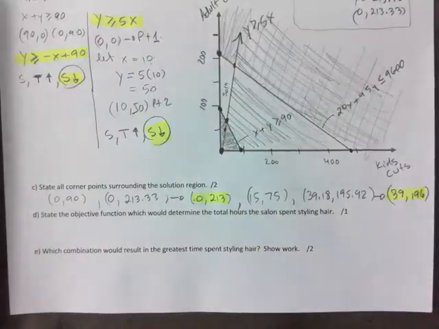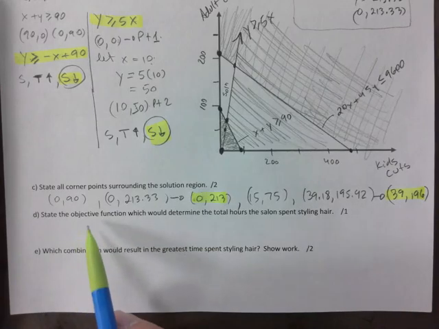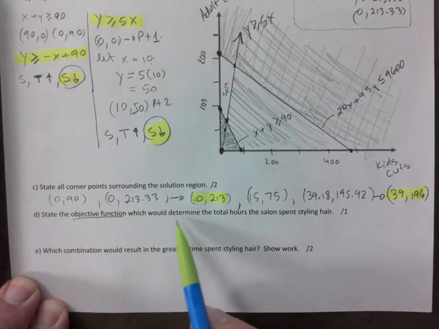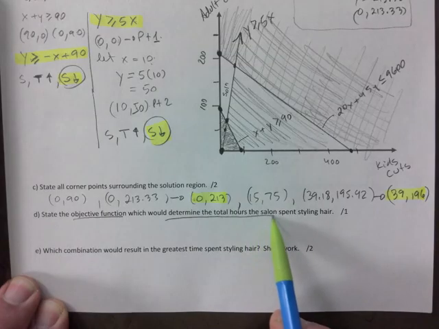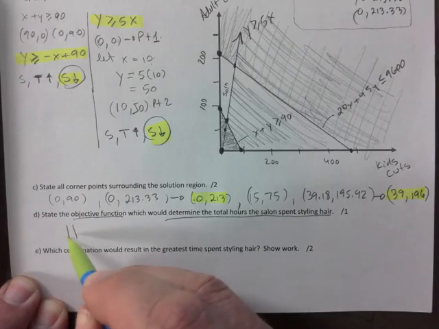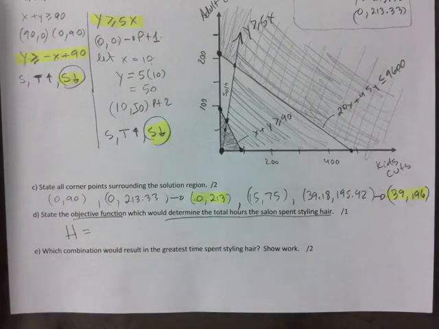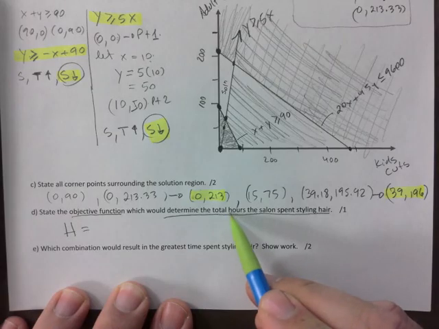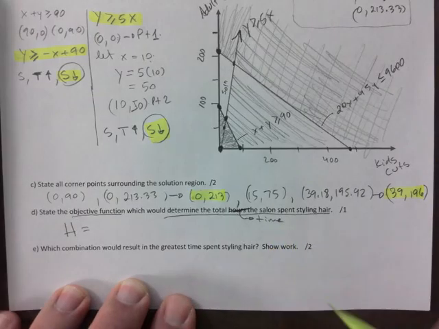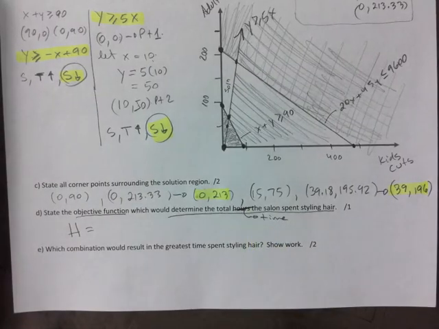Okay, so this is the new part right here. This is what we started with yesterday. State the objective function which would determine the total number of hours the salon spent styling hair. Hours. So you got to start with a capital letter like that. And what would be the objective function in this case if you just want to know how much time has been spent? I shouldn't have said hours, time. Can you change that? Total time? Minutes is fine. Change the hours to time. Okay.